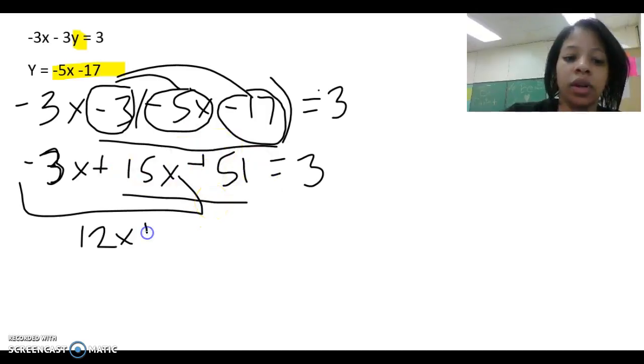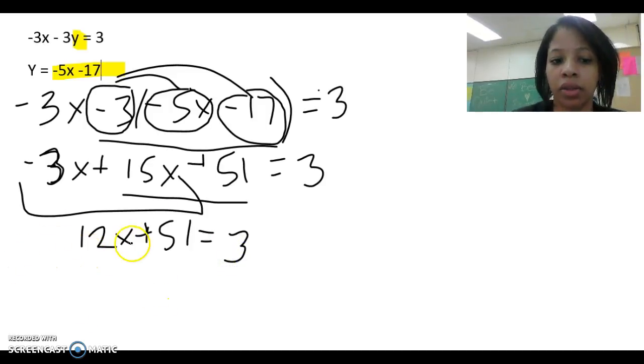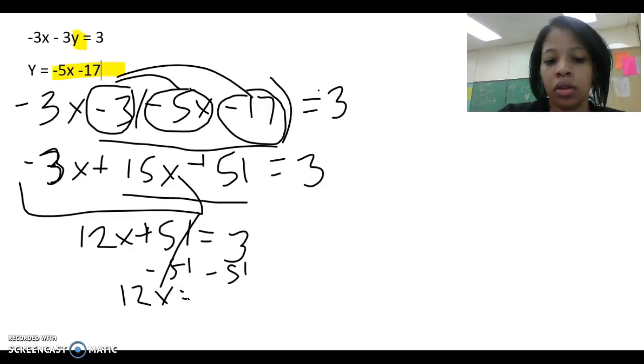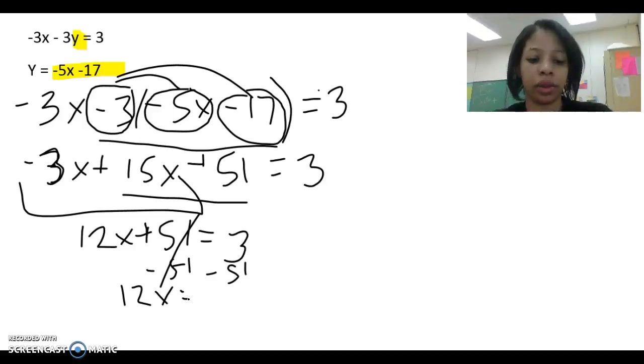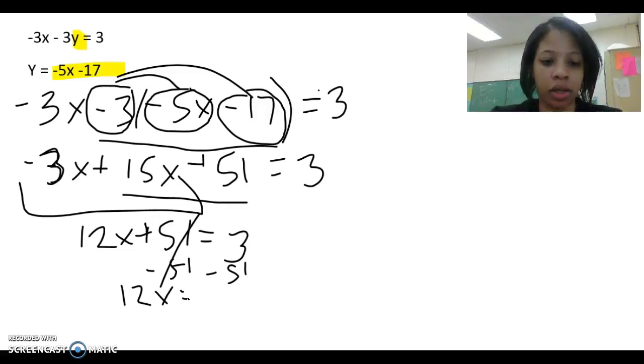And now bring down everything else that you haven't used. So this plus 51 equals 3. Now I'm still solving for x. So I need to get rid of this. The opposite of adding 51 is subtracting 51. Right? They cancel out. So now I have 12x equals 3 minus 51, is what? Should be what? Negative 48? Yeah, negative 48.